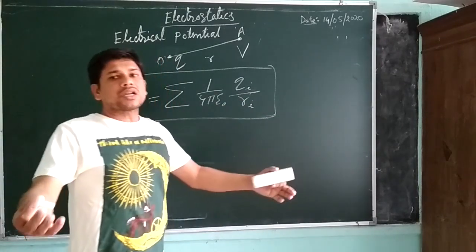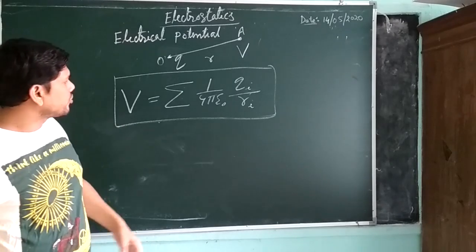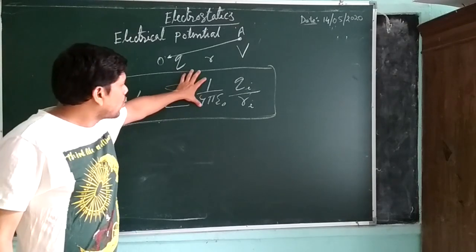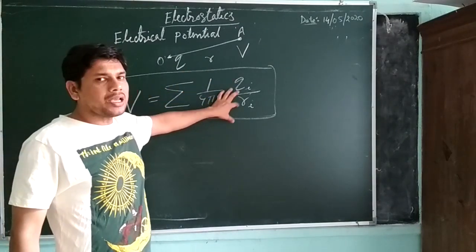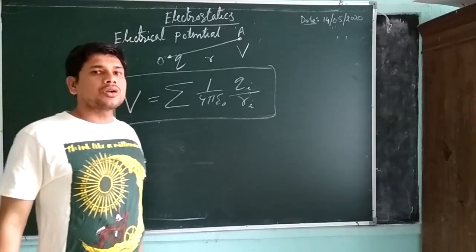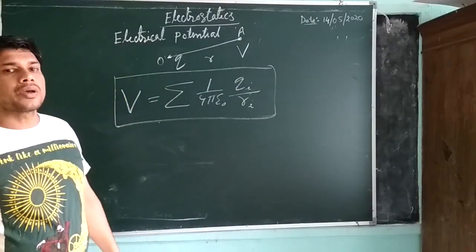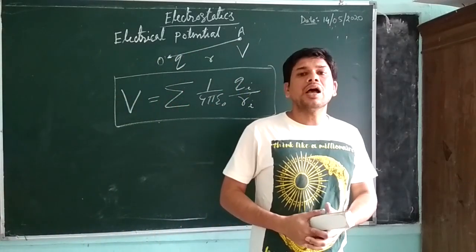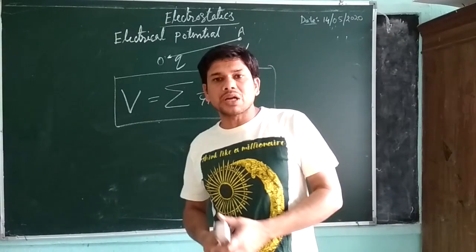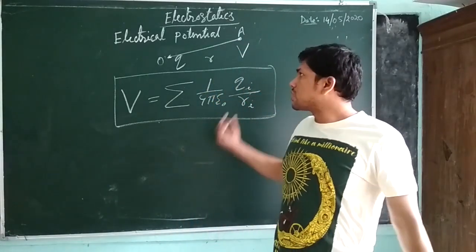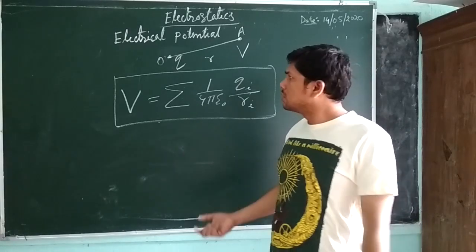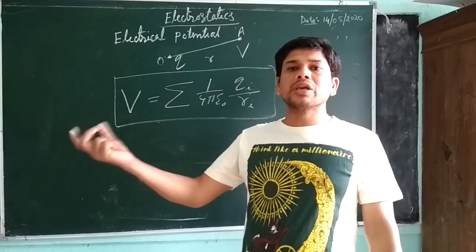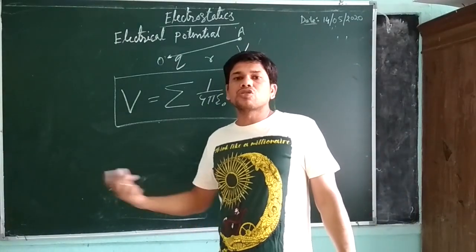If there are two charges present, what is the potential in this system? It will be 1 by 4 pi epsilon naught Q1 by R1 plus 1 by 4 pi epsilon naught Q2 by R2, in this way. So we have to do the algebraic sum to find the potential when a system of charges is present. Just go through this section and try to solve. I will give some numerical problems and try to solve them.